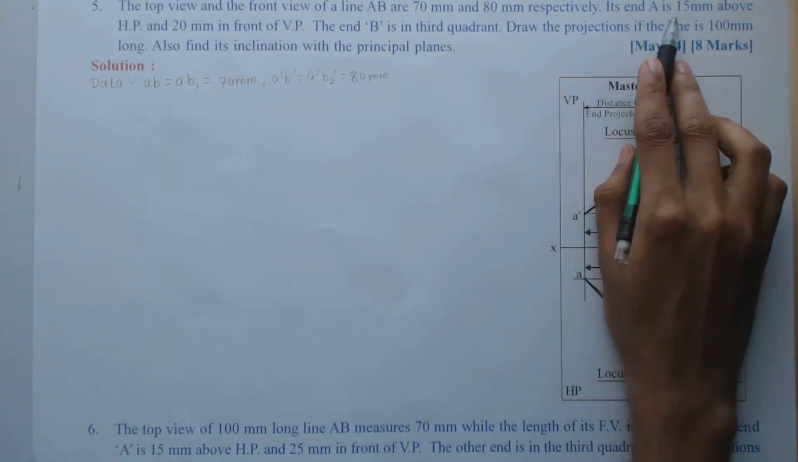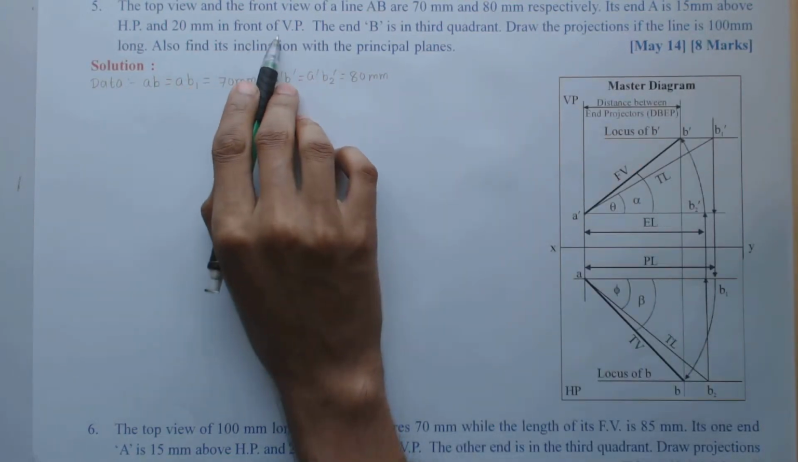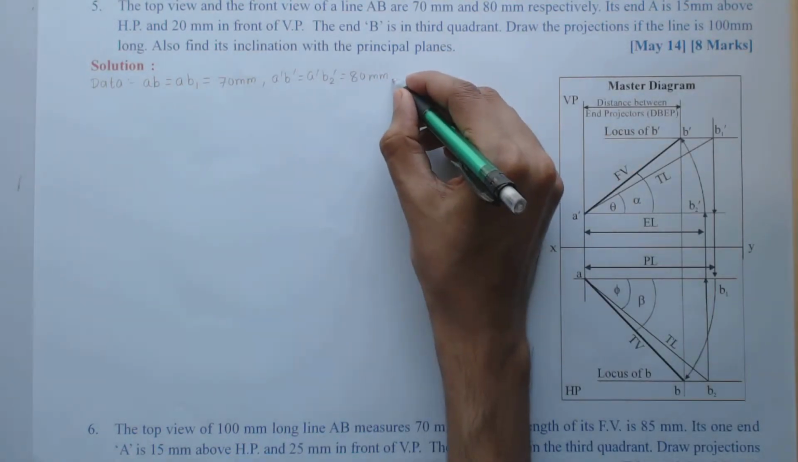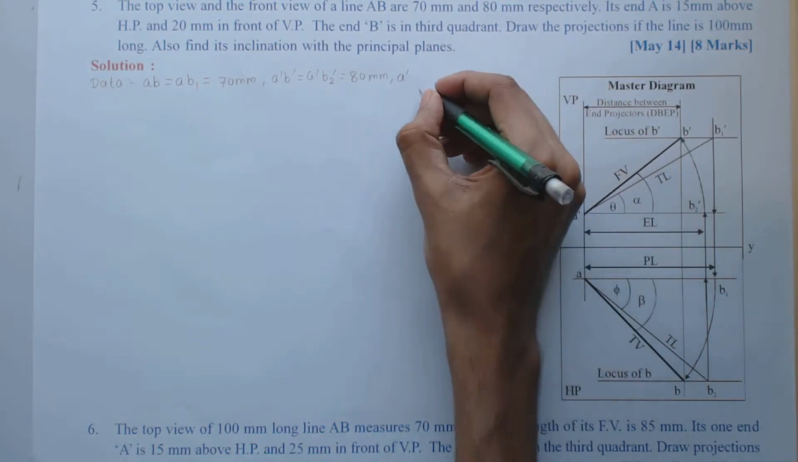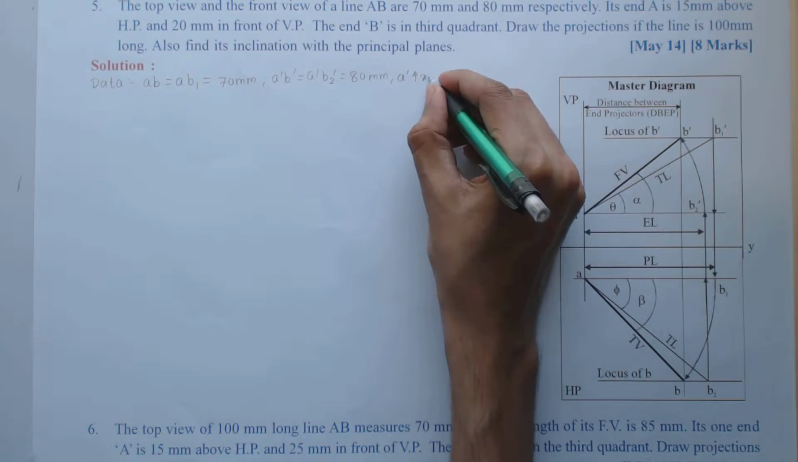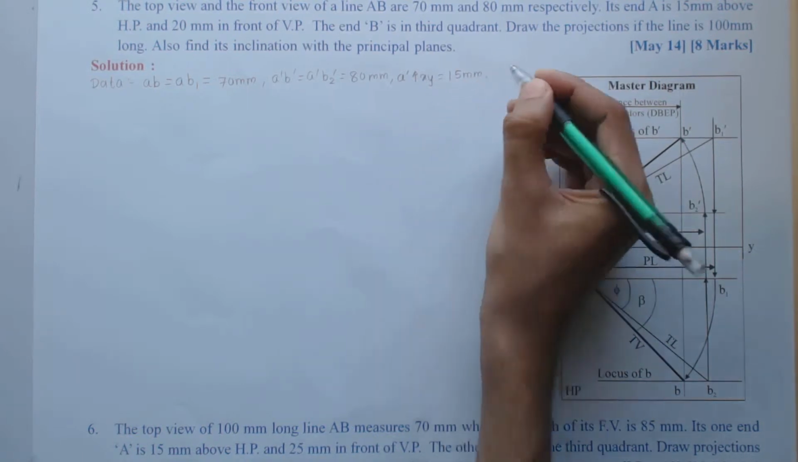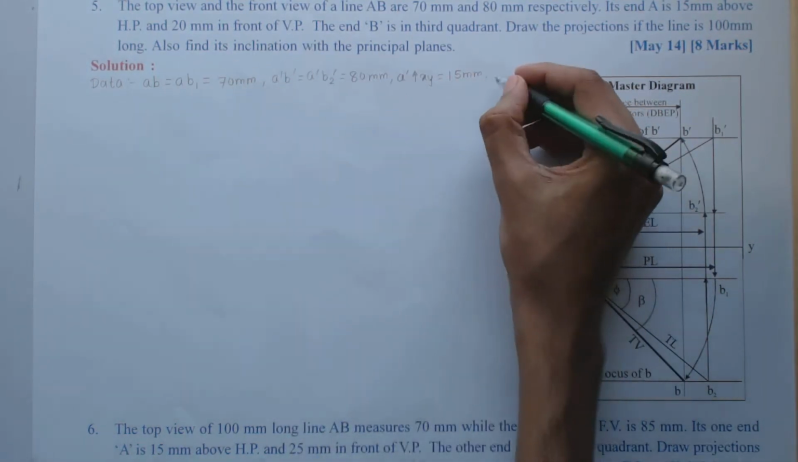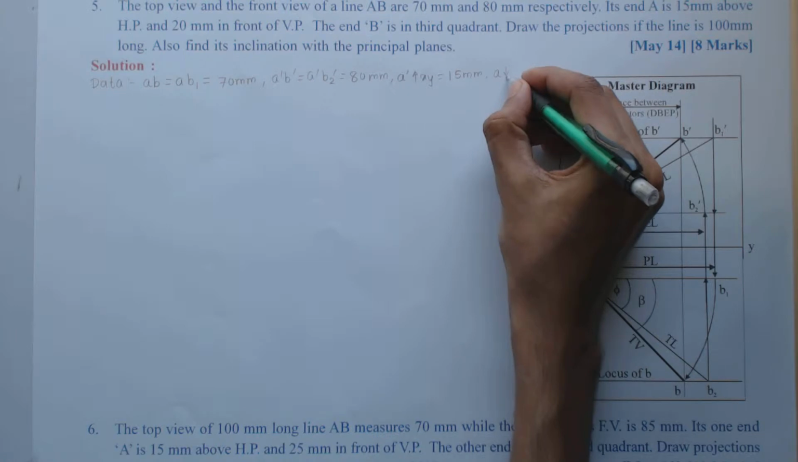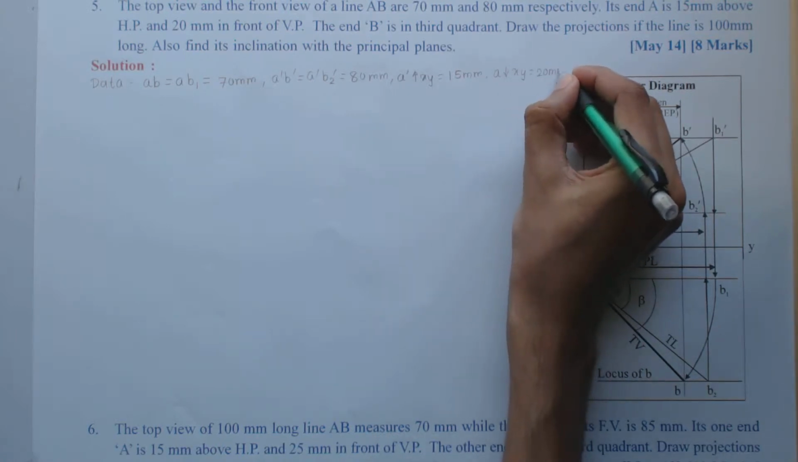Its end A is 15 mm above the HP and 20 mm in front of the VP. Means A is given in the first quadrant, so I can write A dash above XY and the distance is 15 mm, and 20 mm in front of the VP. That means A's top view is below XY and the distance is 20 mm.